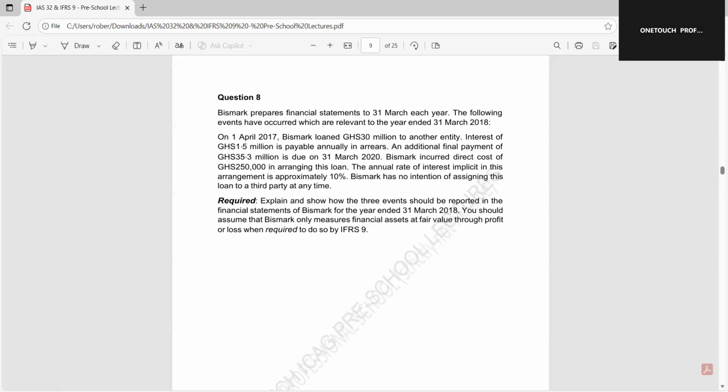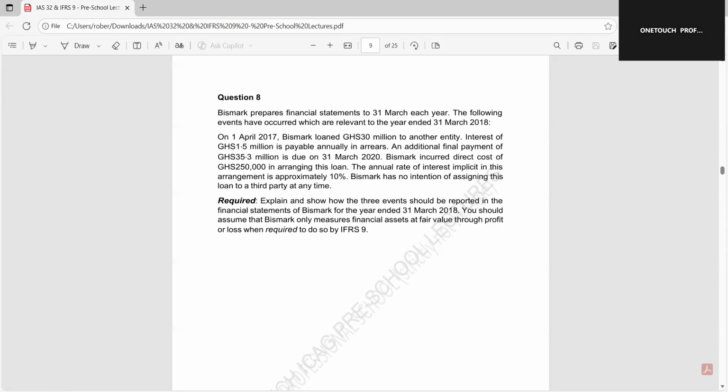It should be measured at amortized cost. This is a financial asset at amortized cost because the business model objective is to keep the loan investment up to maturity, and the characteristics of the cash flows are mainly principal plus interest on the principal amount outstanding. Full stop. That's all, before you start solving the question.